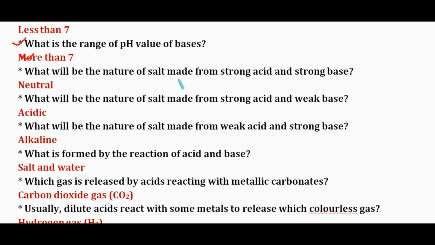What is the range of pH value of bases? More than 7. What will be the nature of salt made from strong acid and strong base? It is neutral. What will be the nature of salt made from strong acid and weak base? It is acidic. What will be the nature of salt made from weak acid and strong base? It is alkaline. What is formed by the reaction of acid and base? Salt and water. Which gas is released by acid reacting with metallic carbonates? It is carbon dioxide gas.